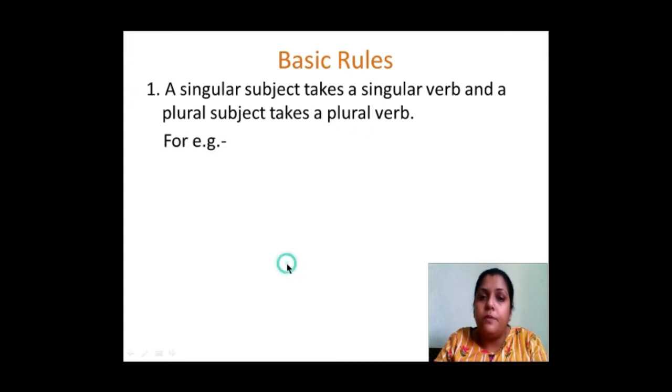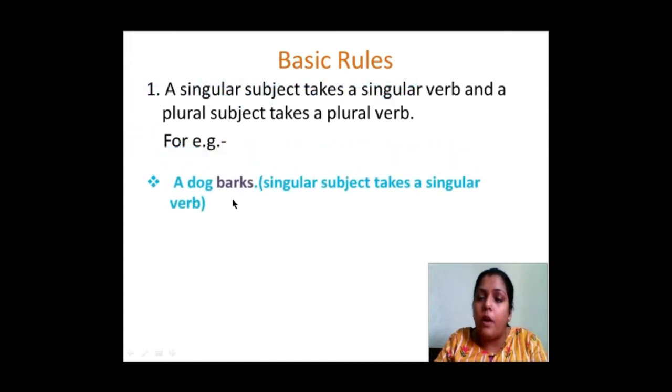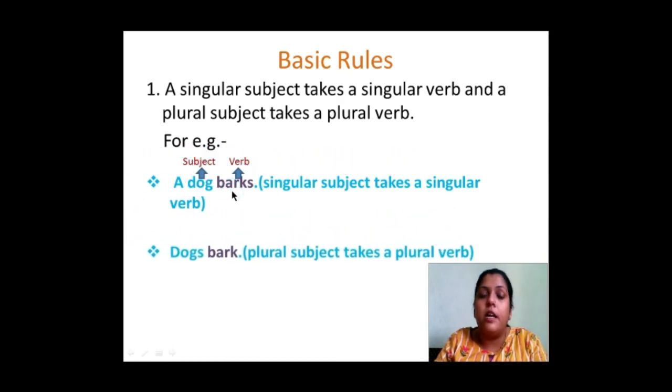For example, a dog barks. Now, who is barking? A dog. What is the dog doing? It barks. So, a dog is my subject here and barks is my verb here. Next, dogs bark. So, now again, who is performing the action? Dogs. And what are these dogs doing? They are barking. So, again, dogs are my subject here and bark is my verb.